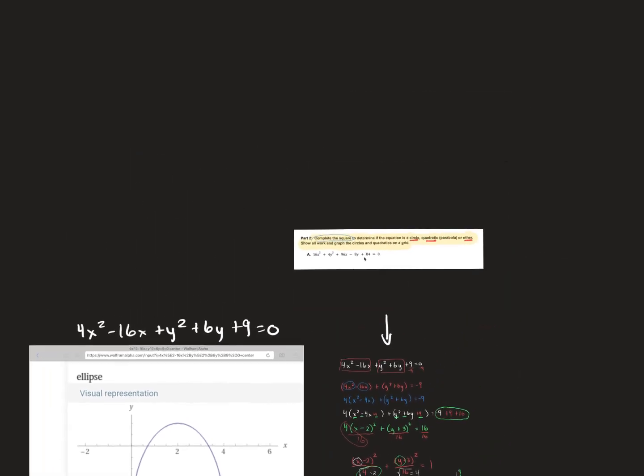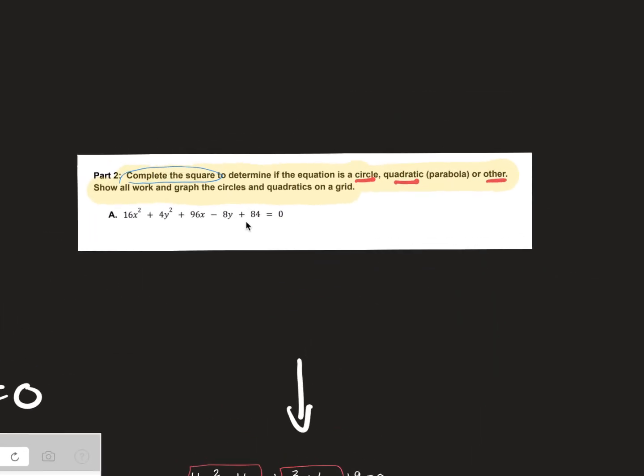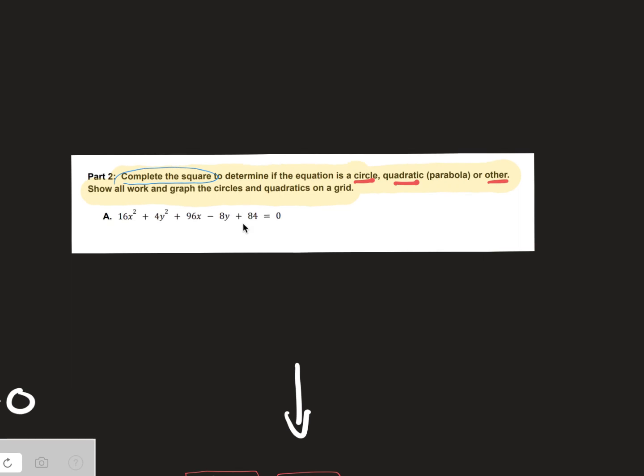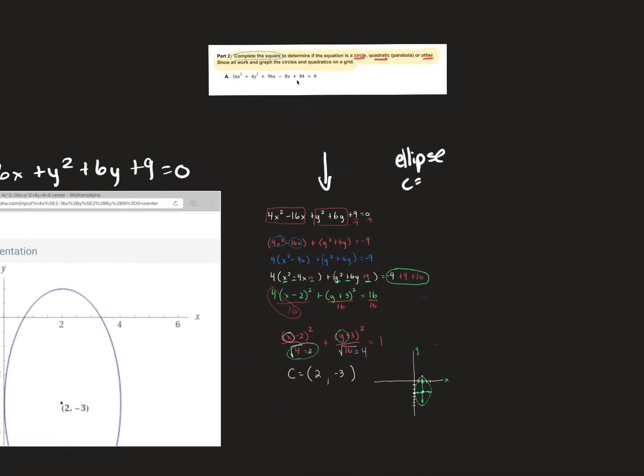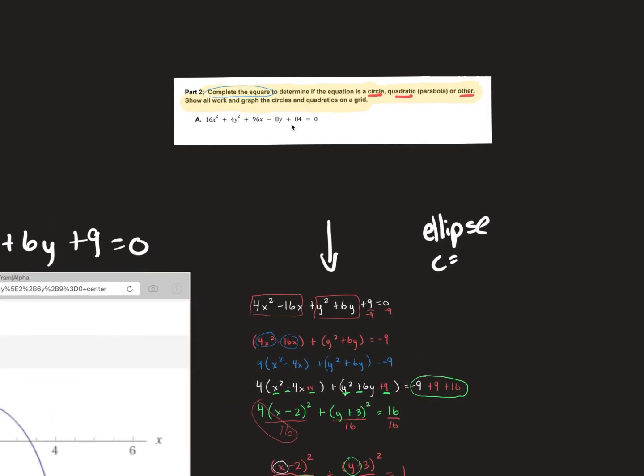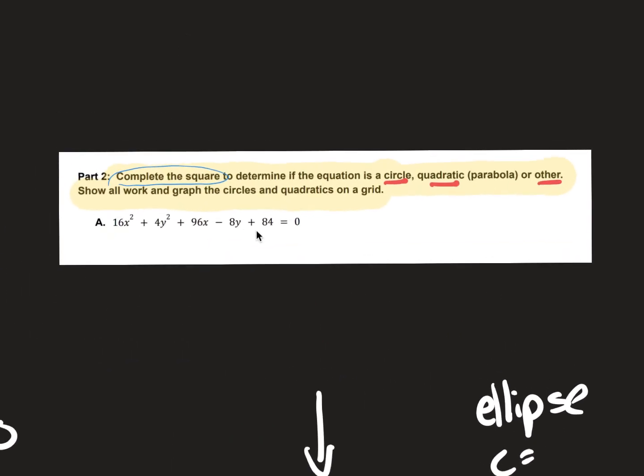And so what I want you to do, let's first answer the question. We know that this is an ellipse. Okay, so if we were to say this is an ellipse, and it has a center at, what did we say, 2, -3, and then there's the graph. So we did everything the question has asked, right? We completed the square. We told that it's an ellipse, and then we showed all work to graph it on a grid.